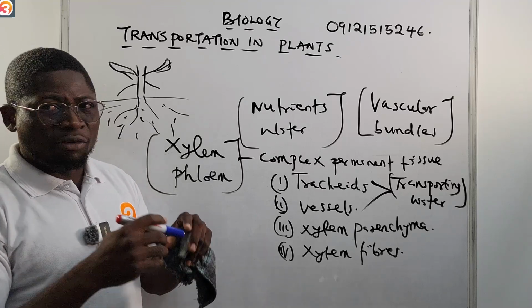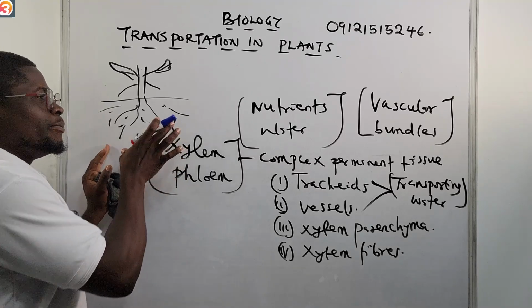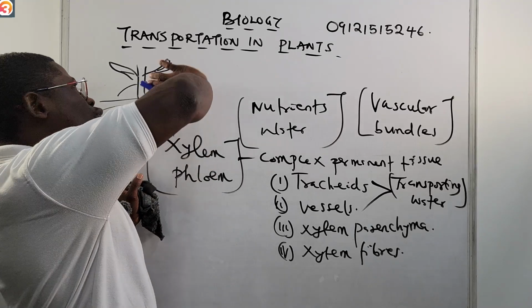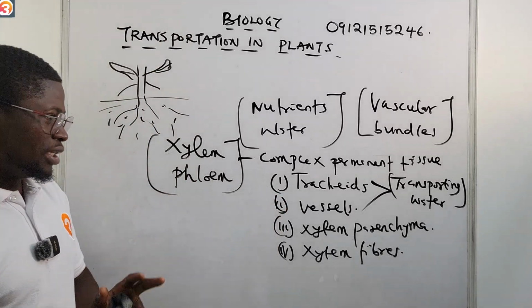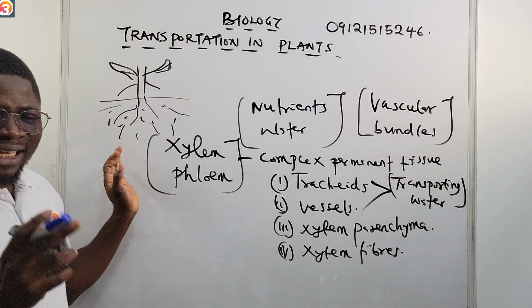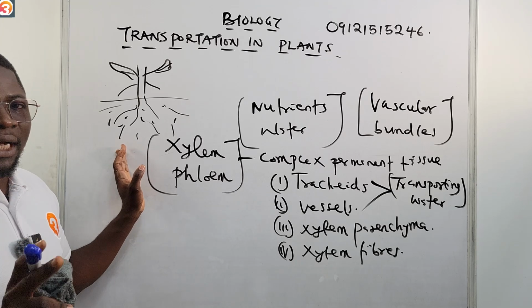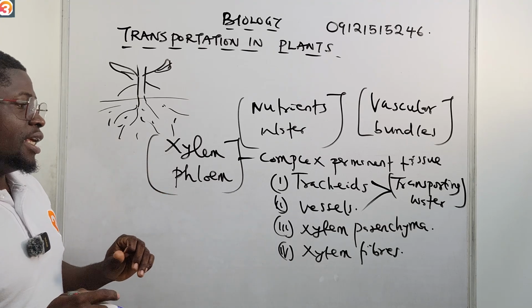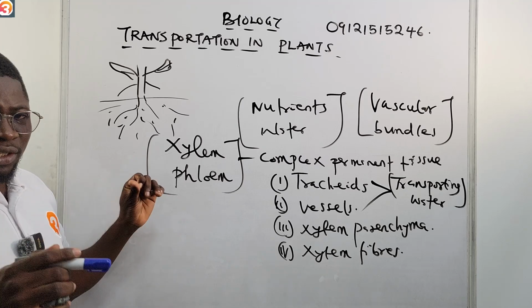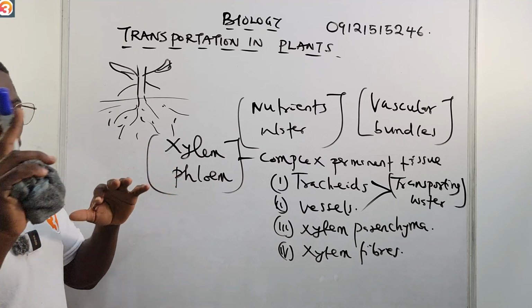So the plant will have roots. Water which is absorbed by the root of the plant has to be taken to the upper part of the plant. The tracheids and the vessels play a very important role in transporting this water. Please take note of that. Tracheids and vessels are very useful in transporting this water to the upper part of the plant.